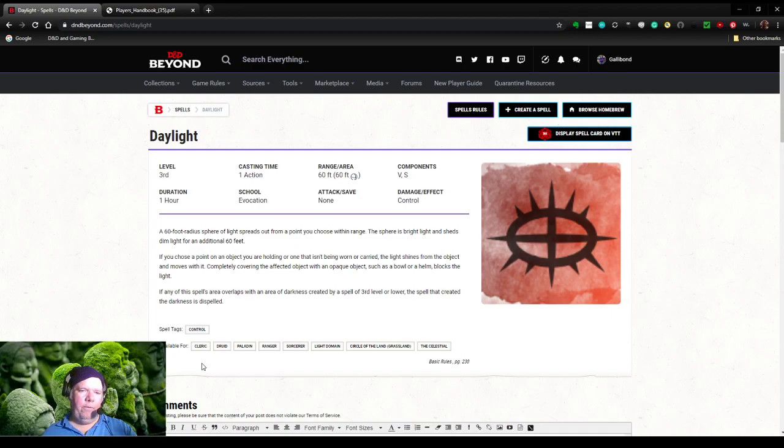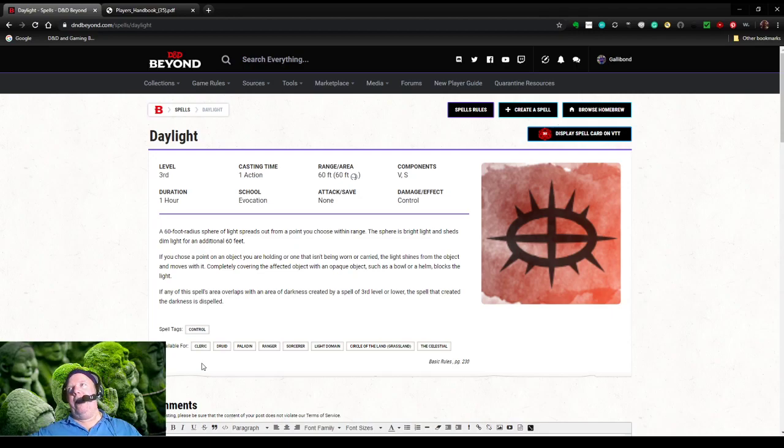So it's a third level spell, takes one action to cast, verbal somatic, 60-foot range, lasts for an hour, evocation spell, and it gives you control over light. Basically what it does, a 60-foot radius sphere of light spreads out from a point you choose. It's bright light and sheds dim light for an additional 60 feet.